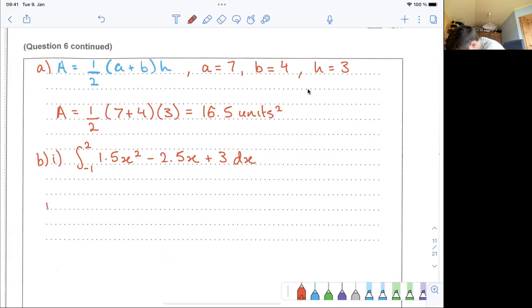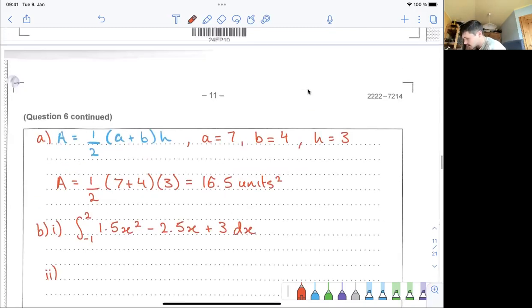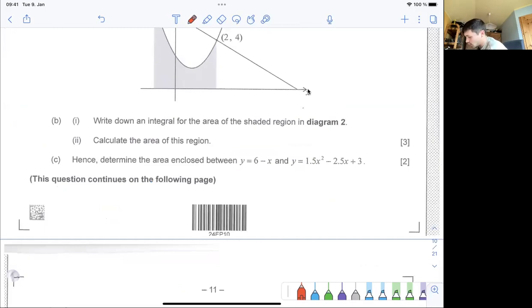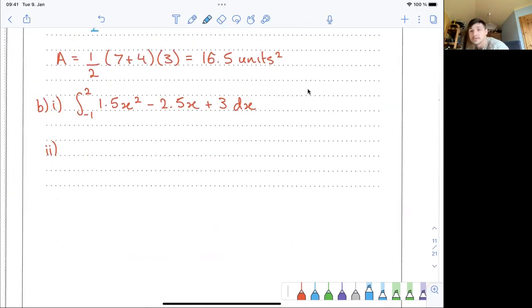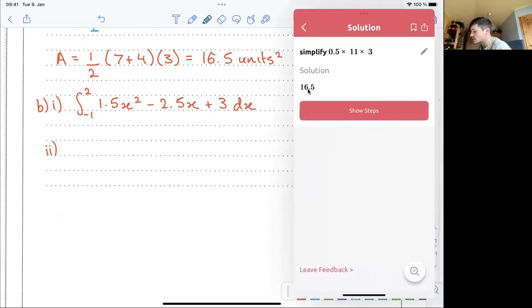And then moving on to part B2, it says calculate the area of this region. Let's go through and we'll do our highlighting. Write down an integral for the area of the shaded region. There we go. The best way to do this for this AI SL exam would be to do this in your calculator. You can do it by hand, and I would recommend knowing how to do it by hand, just in case you have a show that question in your exam, though this question doesn't require you to show any working. So I would recommend knowing how to do it in your calculator.